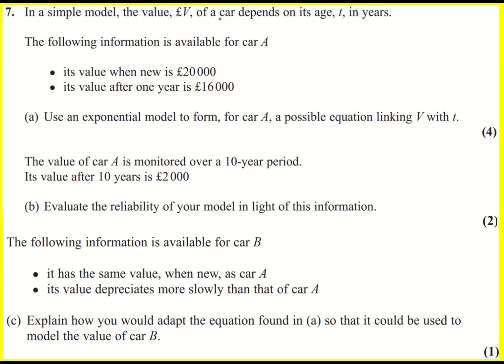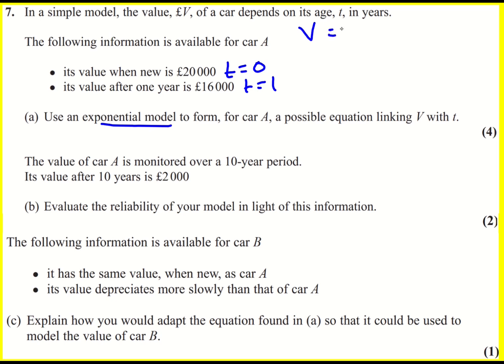In a simple model, the value v of a car depends on its age t in years, and some information is given. Value when new is 20,000, so that's going to be when t is 0, and value after 1 year, t is 1, is 16,000. Use an exponential model to form, for car A, a possible equation linking v with t.